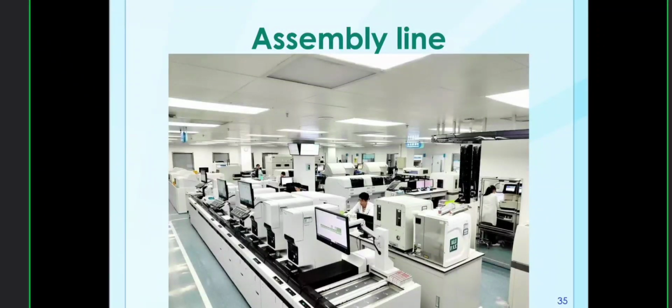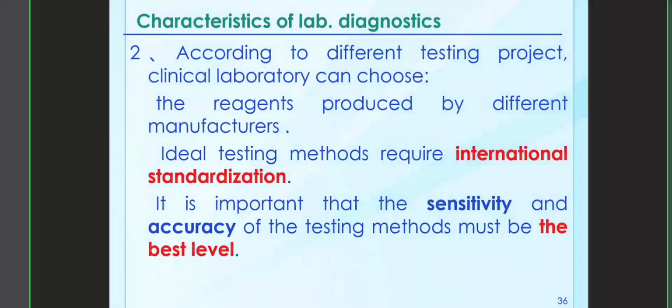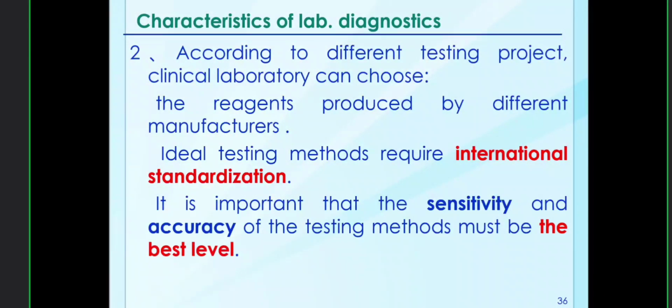In some of the biggest laboratories of the hospital, we combine different fully automatic analyzers together to form assembly lines. So one blood sample can be tested by different machines in the assembly lines. Next, according to the different testing projects, clinical laboratories can choose the reagents produced by different manufacturers, and the test method requires international standardization.